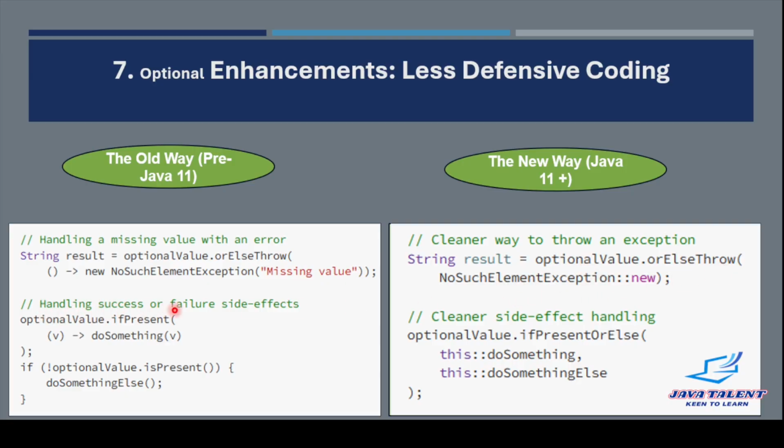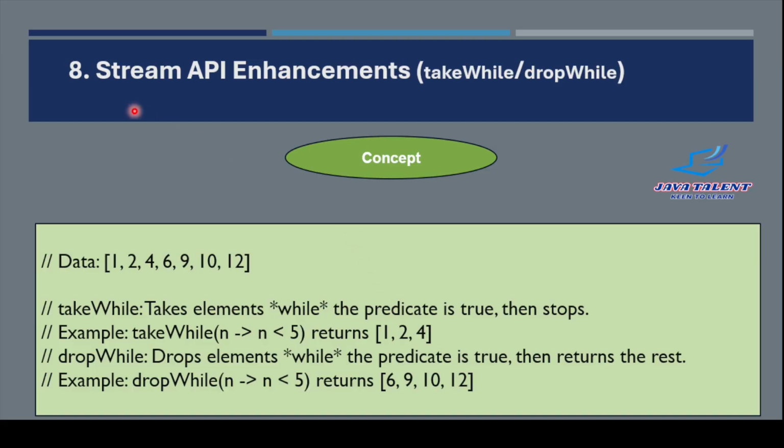If you see the handling of success or failure side effects, optionalValue.ifPresent like this, and if the optional value is not present, do something else. Now cleaner, you see, in a single condition check, optionalValue.ifPresentOrElse: do this if present and do something else if not. Both are concluded into one pattern which you can use. Okay, coming to the next one, Stream API enhancements.